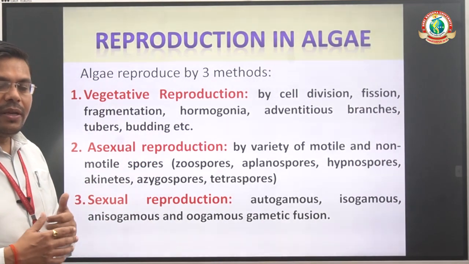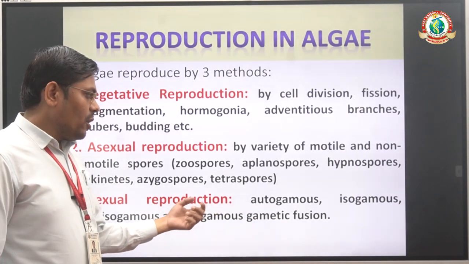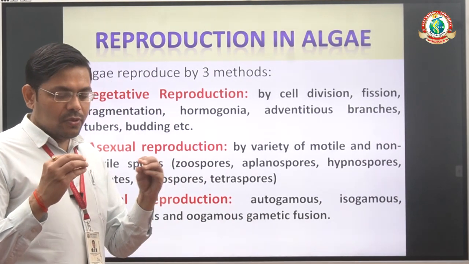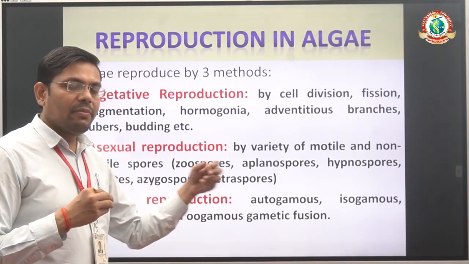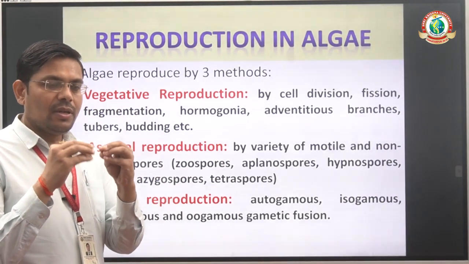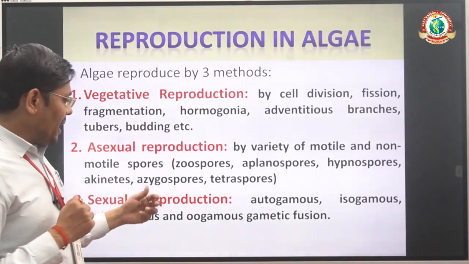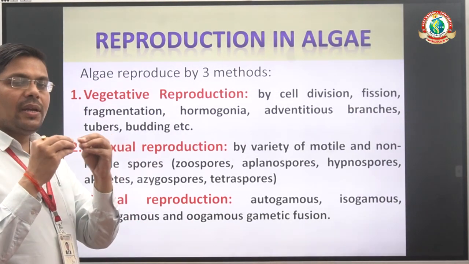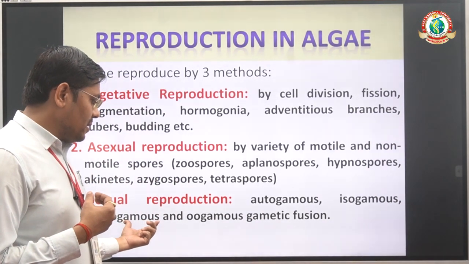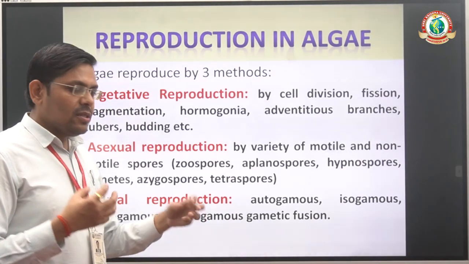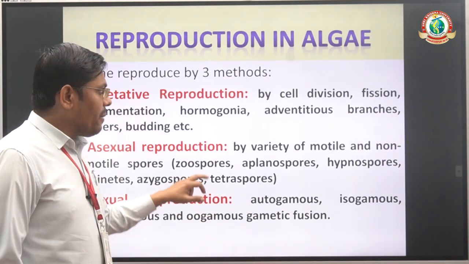Sexual reproduction can be autogamous, isogamous, anisogamous and oogamous gamete fusion. Autogamous means the fusing gametes are from one parent. Isogamous means the two fusing gametes are from different parents but are the same in shape and size. Anisogamous means the two fusing gametes are from different parents and are of different shape and size. Oogamous means the male gamete is small and the female is large.